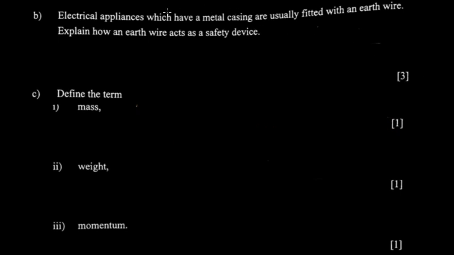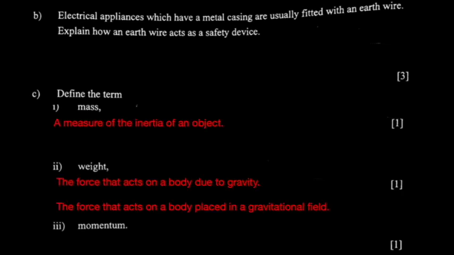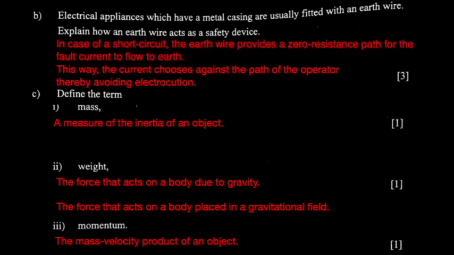The next part says electrical appliances which have a metal casing are usually fitted with an earth wire. Explain how an earth wire acts as a safety device. So here I preloaded the answers already, so let me just unload them, and then we discuss some of those things.